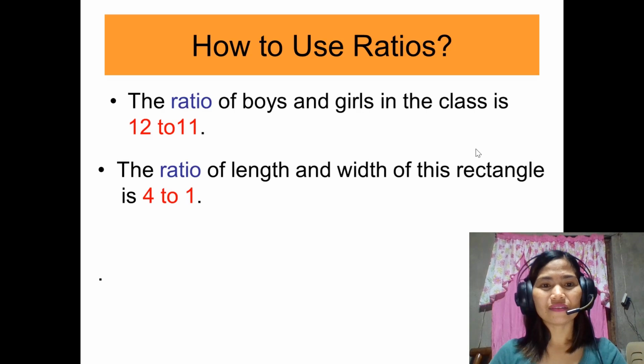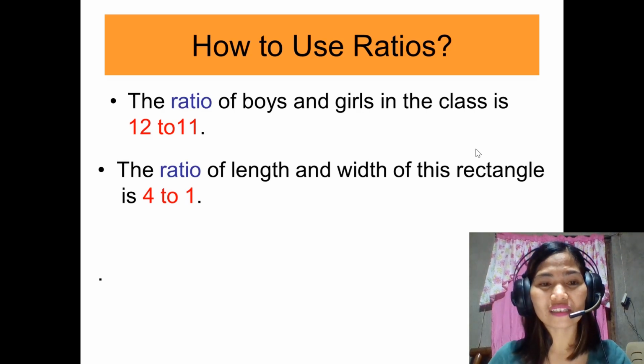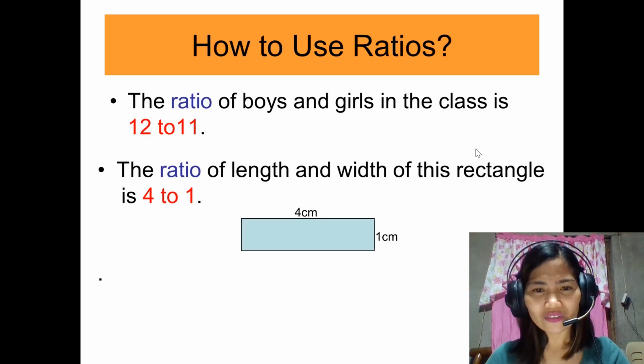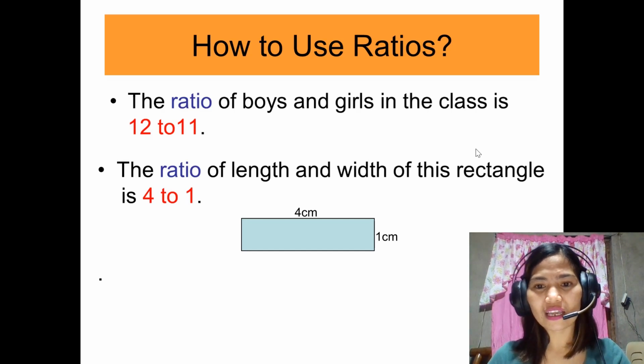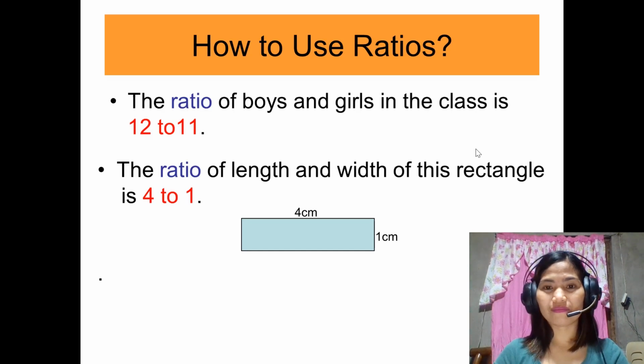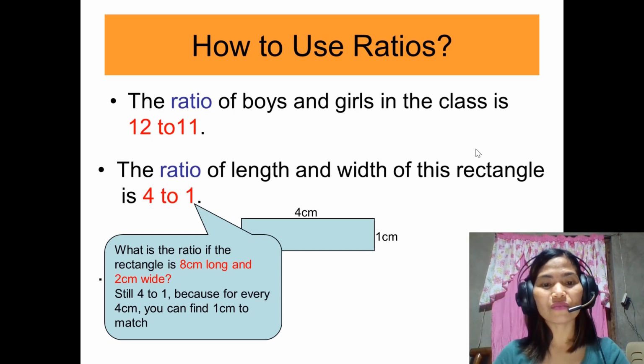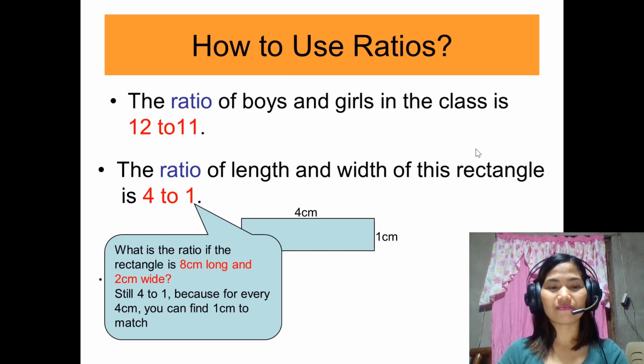Another example, the ratio of length and width of this rectangle is 4 to 1. Its representation: the length of the rectangle is 4 centimeters and the width is 1 centimeter. Still 4 to 1, because for every 4 centimeters you can find 1 centimeter. You can also have a rectangle which is 8 centimeters long and 2 centimeters wide. Still, it is 4 to 1.